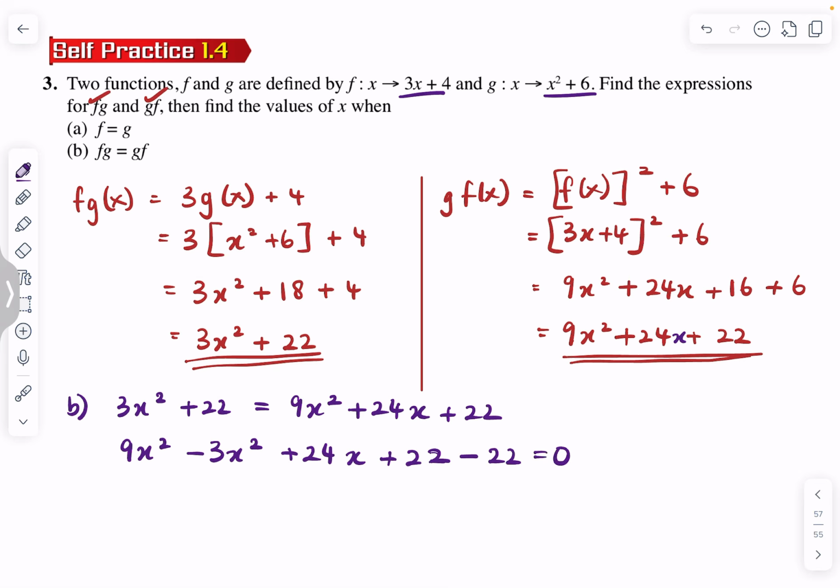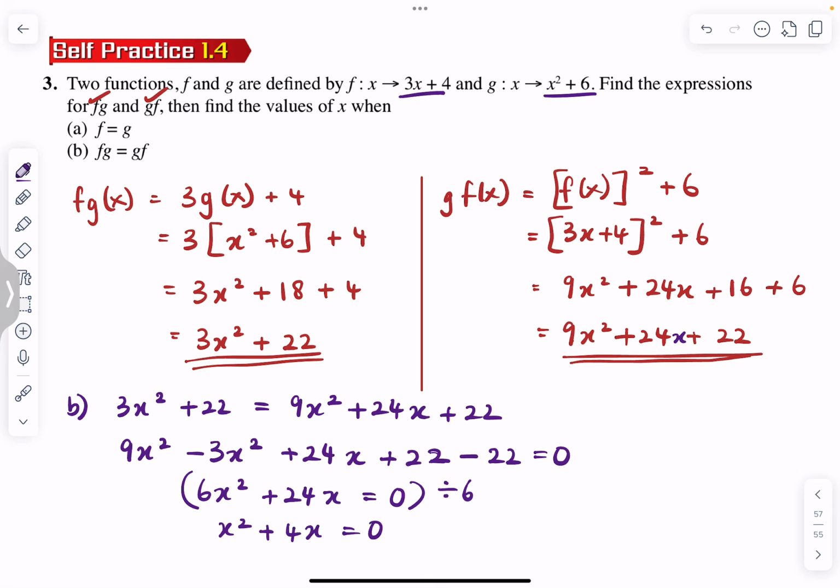So 9x squared minus 3x squared is 6x squared. 24x. 22 minus 22 is 0 already. So from here we try to make x the subject. What we can do is divide the whole thing by 6. So we'll get x squared plus 4x equals 0.